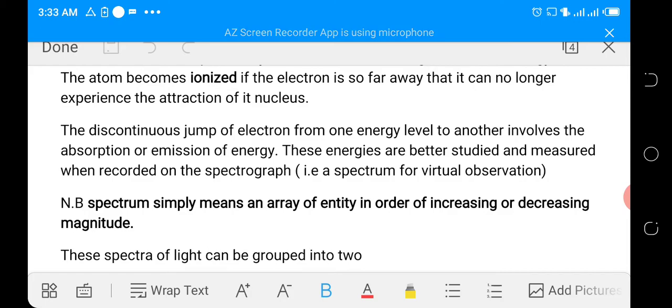The discontinuous jump of an electron from one energy level to another involves the absorption or emission of energy. These energies are better studied and measured when recorded in the spectrograph, that is, a spectrum for visual observation. Notice, spectrum simply means an array of entities in order of increasing or decreasing magnitude.